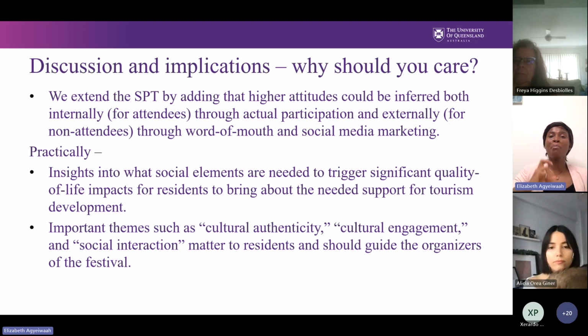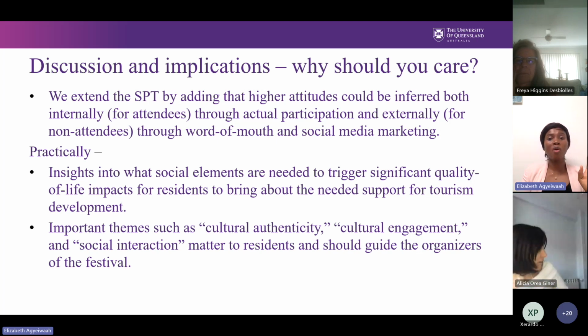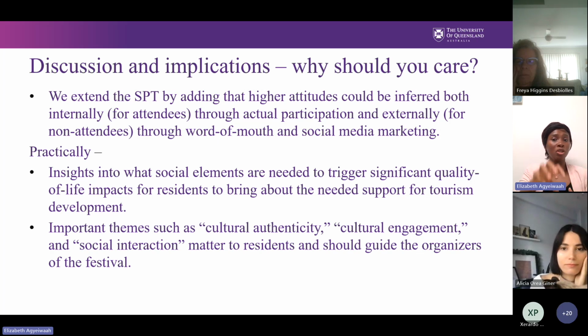And so when they are marketing the events, these are the things they need to really highlight in their marketing posters so that it can garner residents' support, because that's what matters to residents. These are things residents are looking for. And also, the understanding that certain attributes of the events trigger perception of quality impact means that those attributes could also be elements that could be highlighted during the event. Okay, so those elements could even be used as themes during the event.